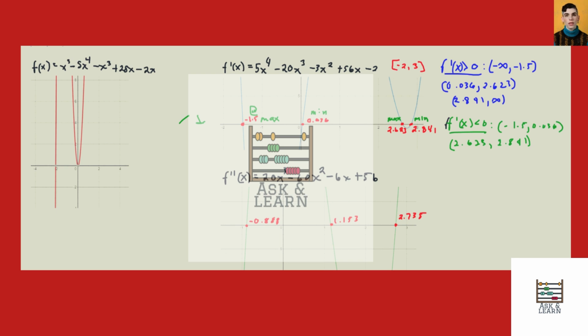All right. So when we're looking at our viewing rectangle, we should at least go from negative 1.5 to 2.84 at a minimum, because these have important x values for us. Now, let's go ahead and look at f double prime.